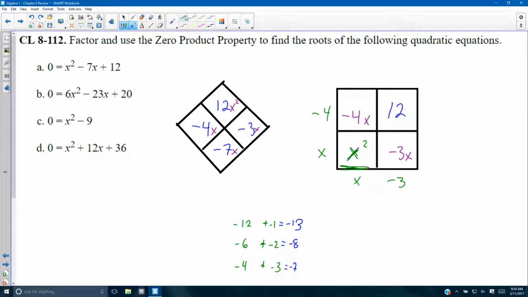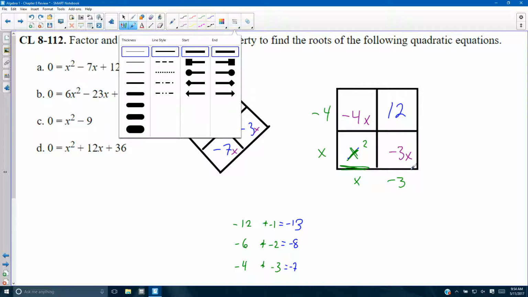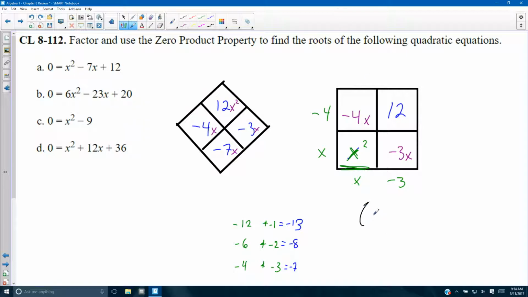Okay. So this does factor out to base times height. The entire area of this rectangle is x minus 4 times x minus 3. This is for part A. In part A, this factored to x minus 4 times x minus 3.